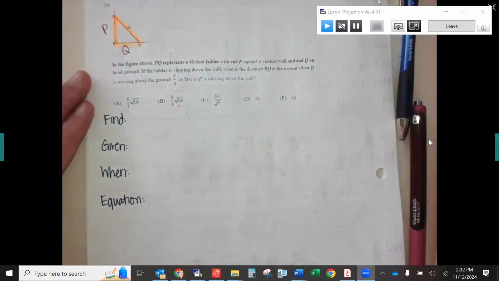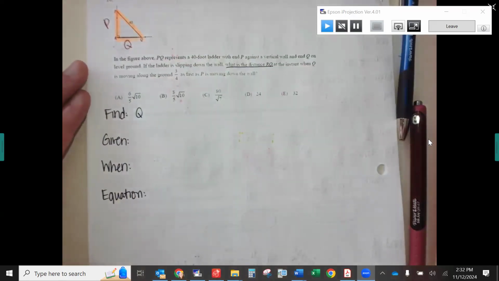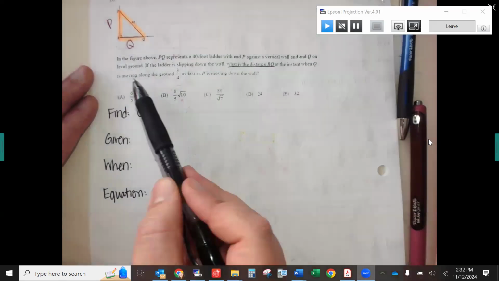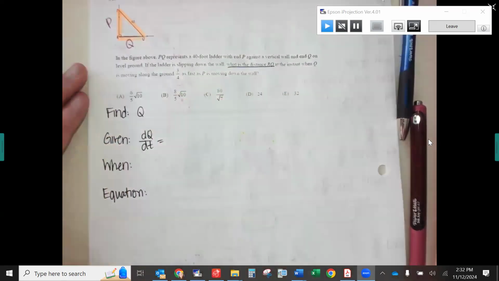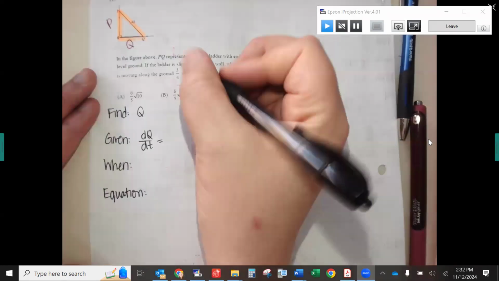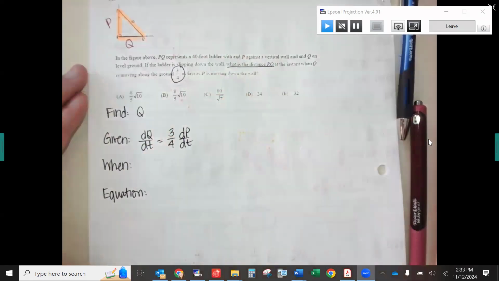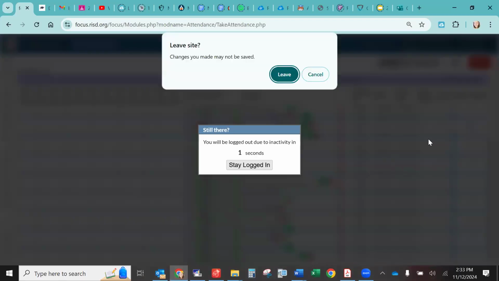Okay, so we are finding, look what it says, what is the distance RQ? So we are finding side Q. Notice we're not finding how fast Q is changing. That would be dQ dt. They're asking us to find regular Q, which is that side. Then it says at the instant when Q is moving along the ground, that's dQ dt, 3/4 as fast as P. So write that down. dQ dt is 3/4 as fast as dP dt.